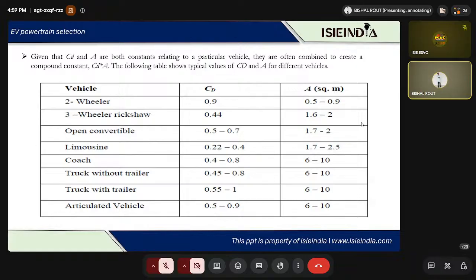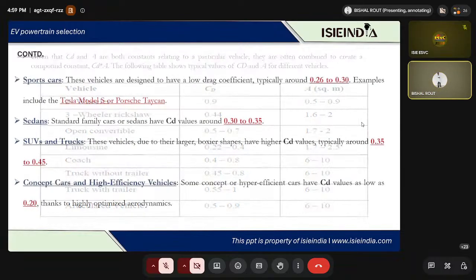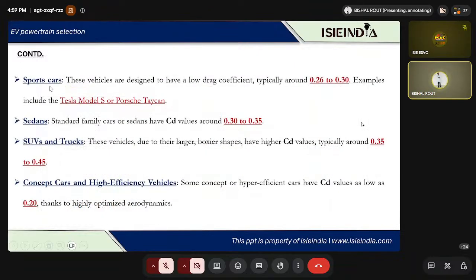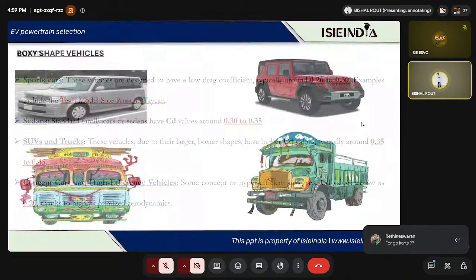So I hope it has been clear to all of you. Fine. So whenever you're designing a sports car, you'll always try to take a lower value of drag coefficient. Whenever you're designing a vehicle like a sedan, you can take an average value of drag coefficient. But for SUVs and trucks, the drag coefficient automatically increases because they have larger areas of working. And very high efficiency vehicles will again have a lower drag coefficient.